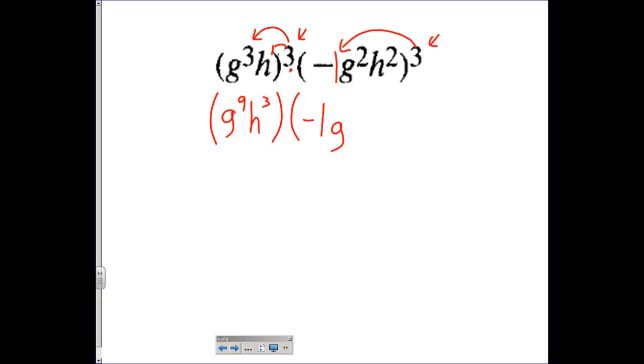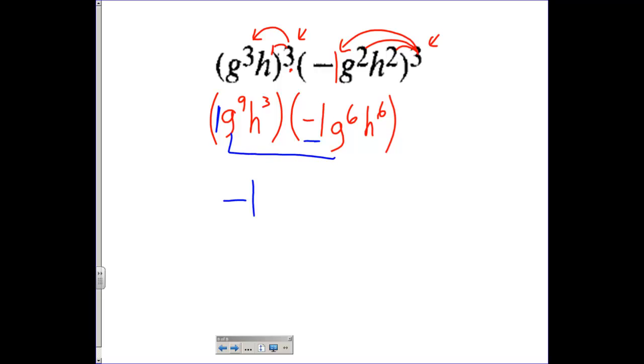Bring down your g, and we still have a power of 2 times 3, which is going to give you a power of 6. And h to the second times the 3 is going to give you h to the 6th. Now this is a negative 1 in the back and a positive 1 in the front, and together they're going to leave you with a negative 1. Now if you don't want to put the 1 on there, that's fine. You can just call it negative.